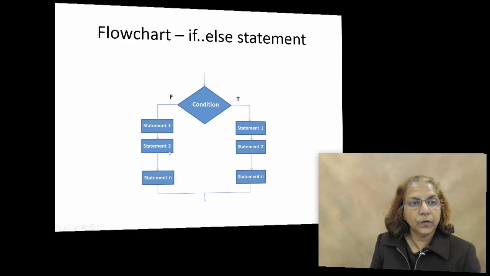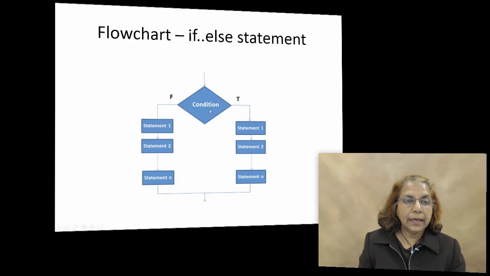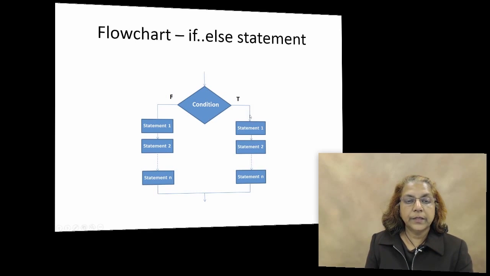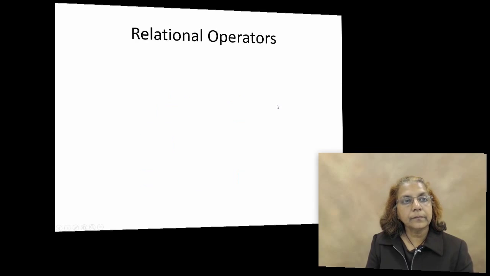That's how the flow chart looks. You evaluate the condition. If it evaluates to true, then you execute these statements. If this condition evaluates to false, then you execute these statements. Either one or the other path is taken. T stands for true, F stands for false.